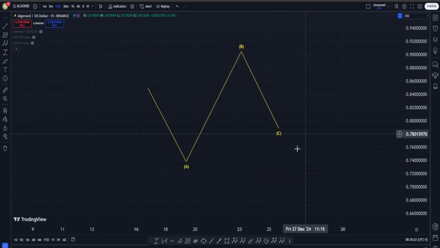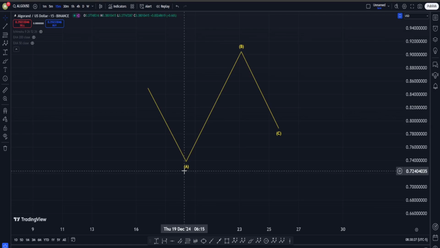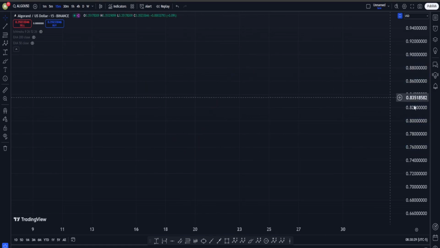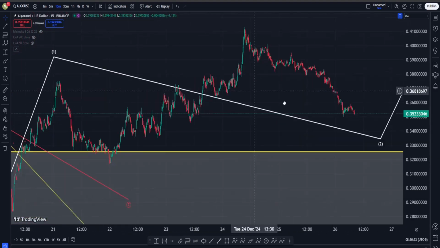And this is the main point. In this leg, we are not going to take the low of our wave A, okay? This is very, very important. Let's go on the live chart, zoom in more and see what is happening.